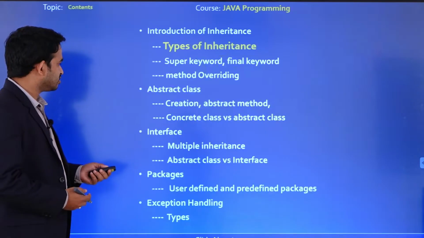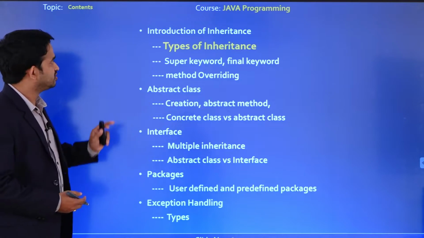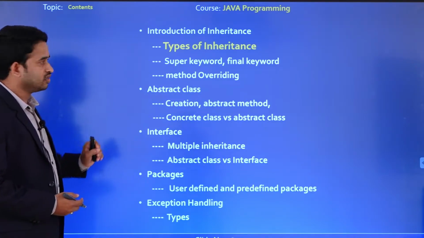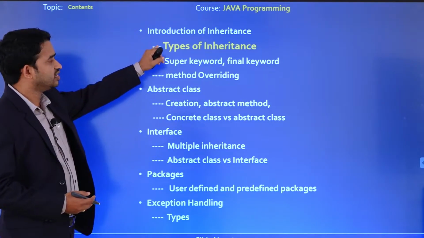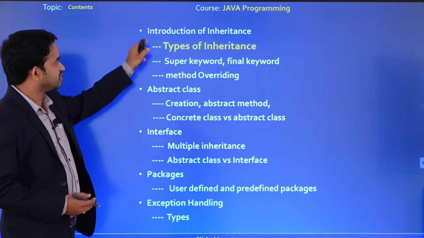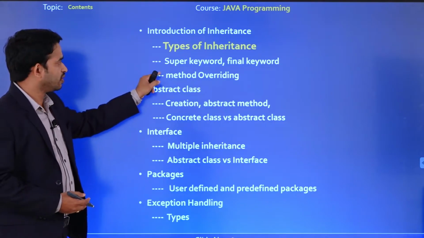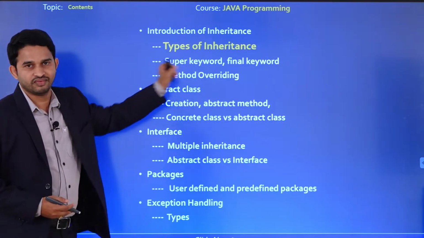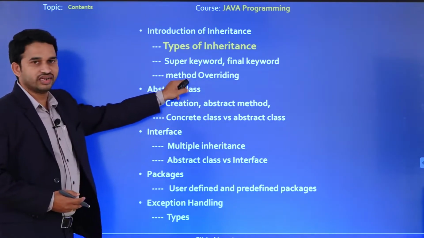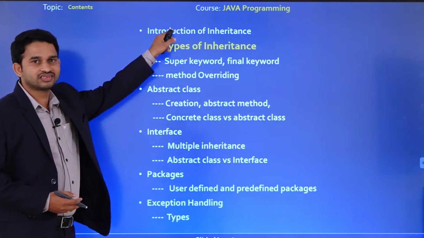Let's see the contents of this unit. This entire unit is divided into 5 chapters. In the first one, introduction of inheritance, we are discussing types of inheritance, followed by the super keyword and final keyword, and next, method overriding.